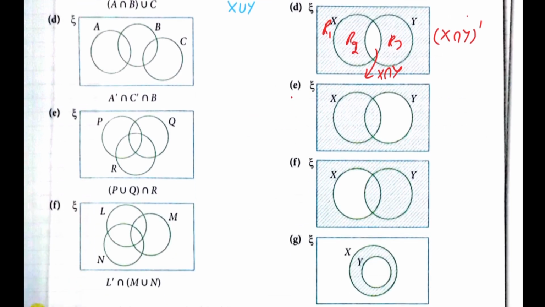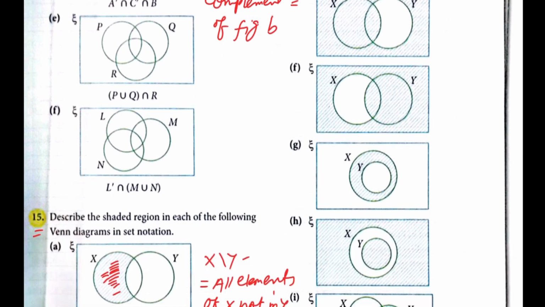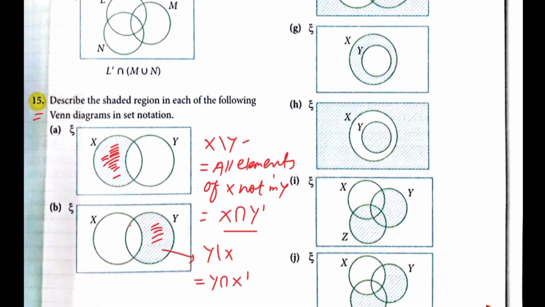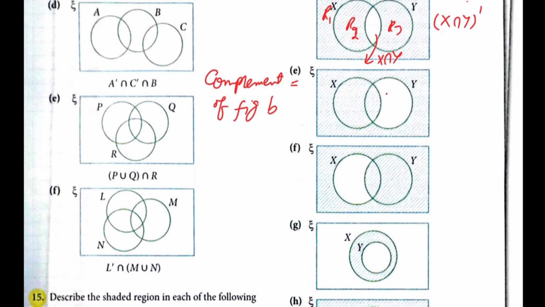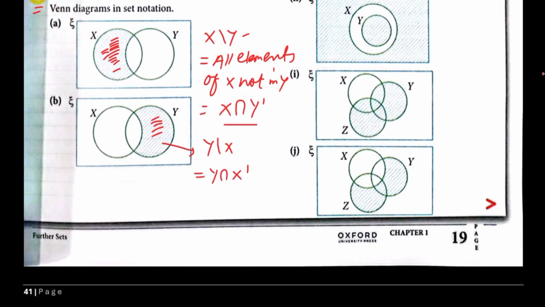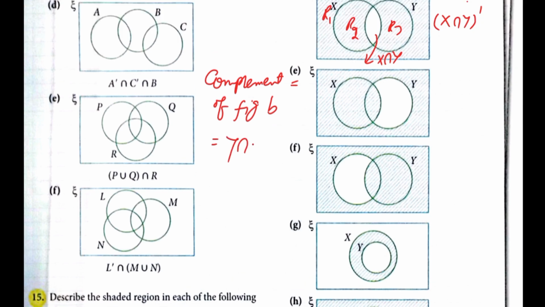The figure E is the complement of figure B. If you see what is the figure B, in figure B you can see some portion of Y is shaded, but here in figure E everything is shaded other than that. So actually this is the complement of figure B. What is the figure B? In figure B we have a set notation Y intersection X complement.